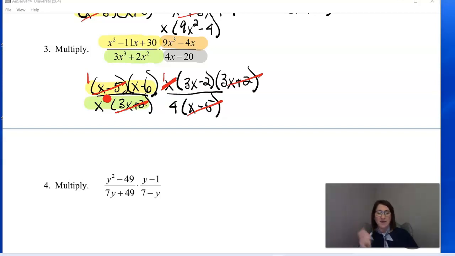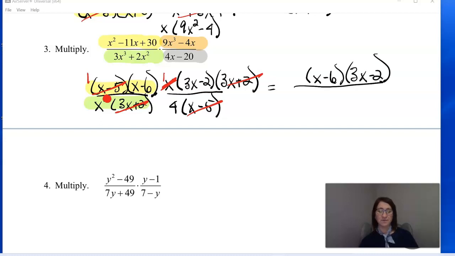And it looks like that is everything. And so when I multiply across, I am left with x minus 6, 3x minus 2 in my numerator. Then in the denominator, I just have 4x. And that's all.